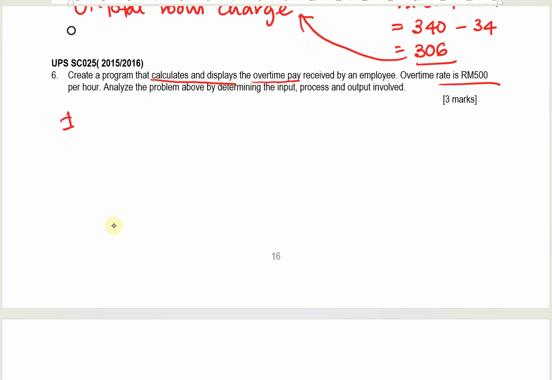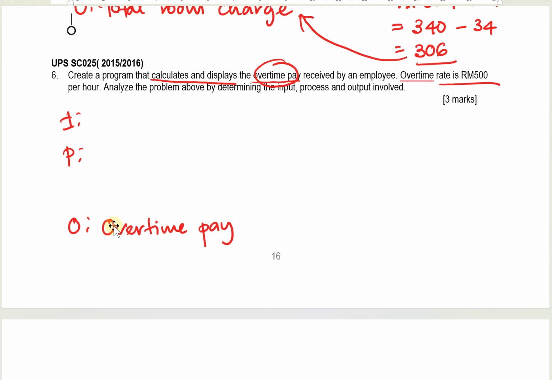As usual, you have to find the output first. So what are you going to get? You are going to display the overtime pay. So the output is overtime pay.